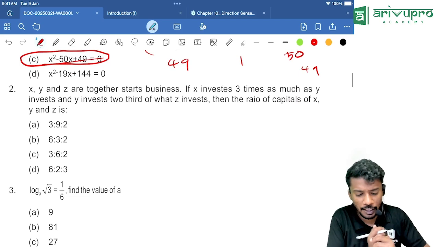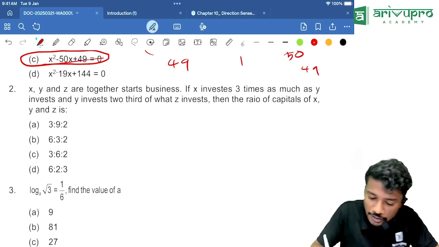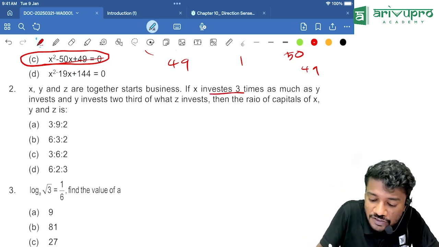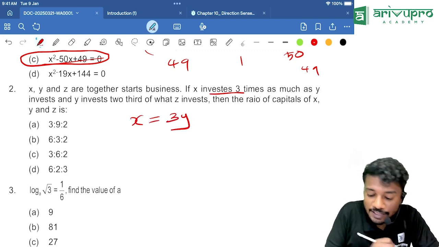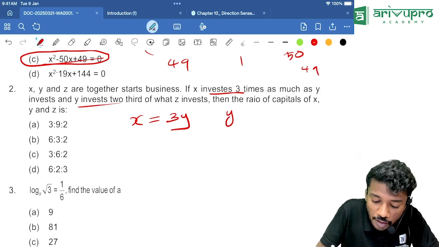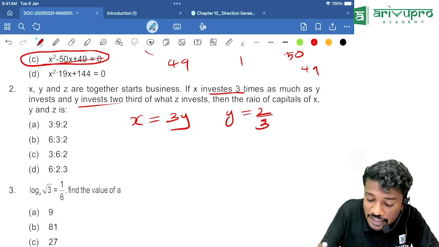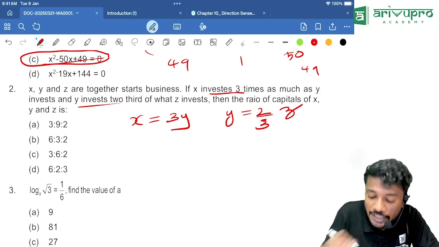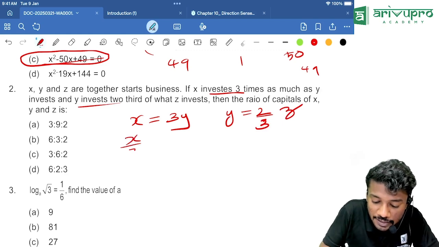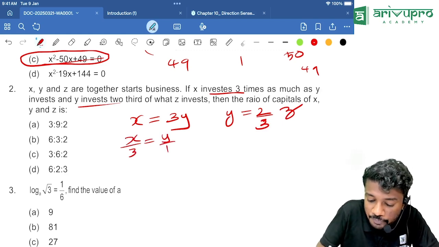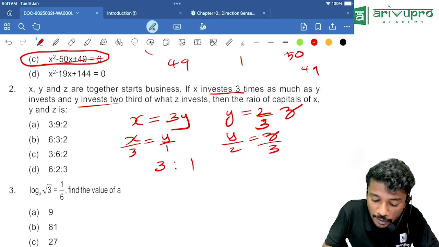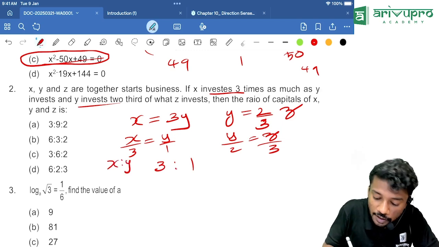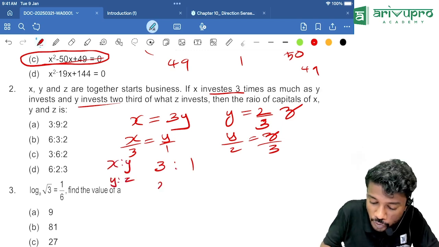Now, the next question, people. Y and Z together start a business. If X invests 3 times as much as Y, that means X is equal to 3Y. Then Y invests 2 by 3 of Z. Now x by 3 is equal to y by 1, y by 2 is equal to z by 3. So x is to y is 3 is to 1. Y is to z is 2 is to 3.